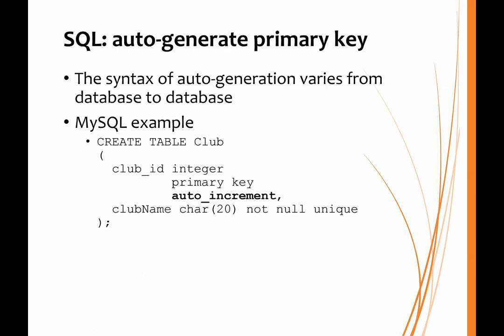We can auto-generate primary keys rather than having to know what the next value for primary key is. We can get the database to do that automatically. And in MySQL, when we create the table, one of the constraints that we put in on the primary key is to say auto increment. And then we don't insert a value for club ID. That will be automatically generated whenever we insert a row into the table.